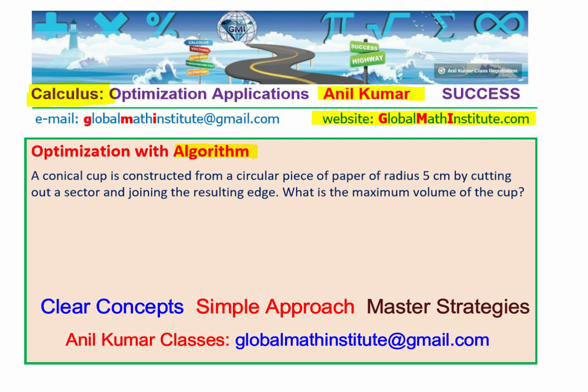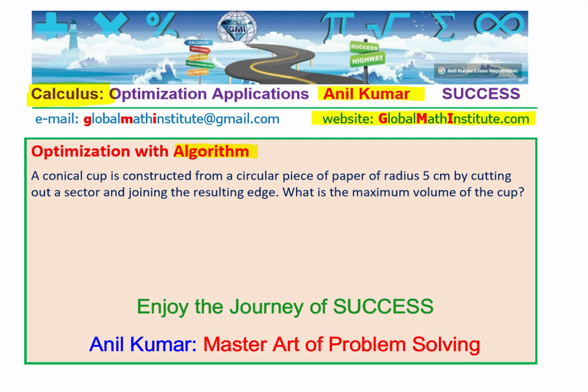The question here is a conical cup is constructed from a circular piece of paper of radius 5 cm by cutting out a sector and joining the resulting edges. What is the maximum volume of the cup?